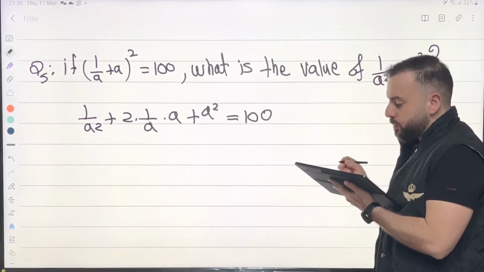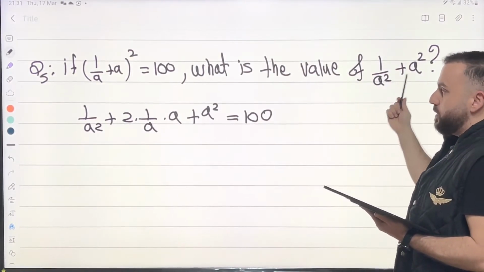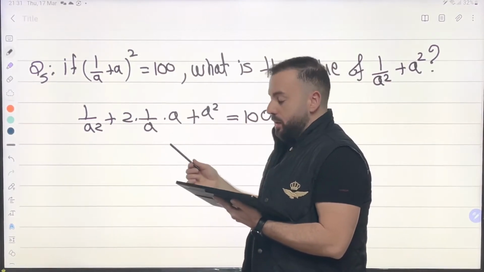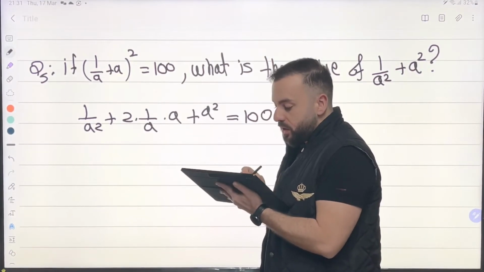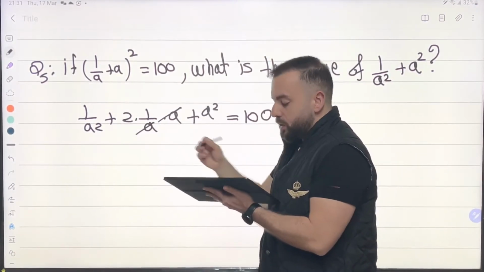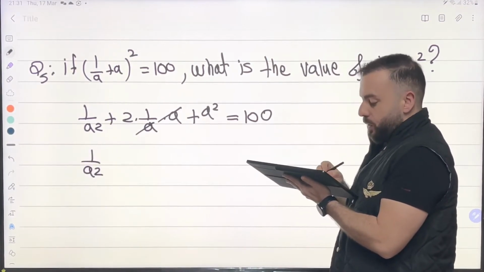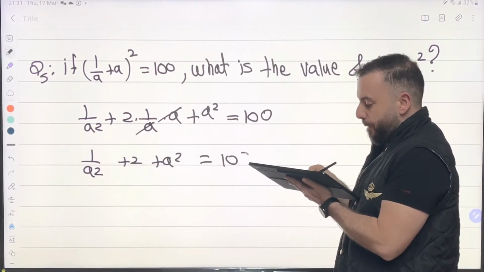Okay? Now, the question asks me the value of what? 1 over a squared plus a squared. So in the middle term here, I have 1 over a times a, which cancel each other, right? So that's going to be 1 over a squared plus 2 plus a squared is equal to 100.